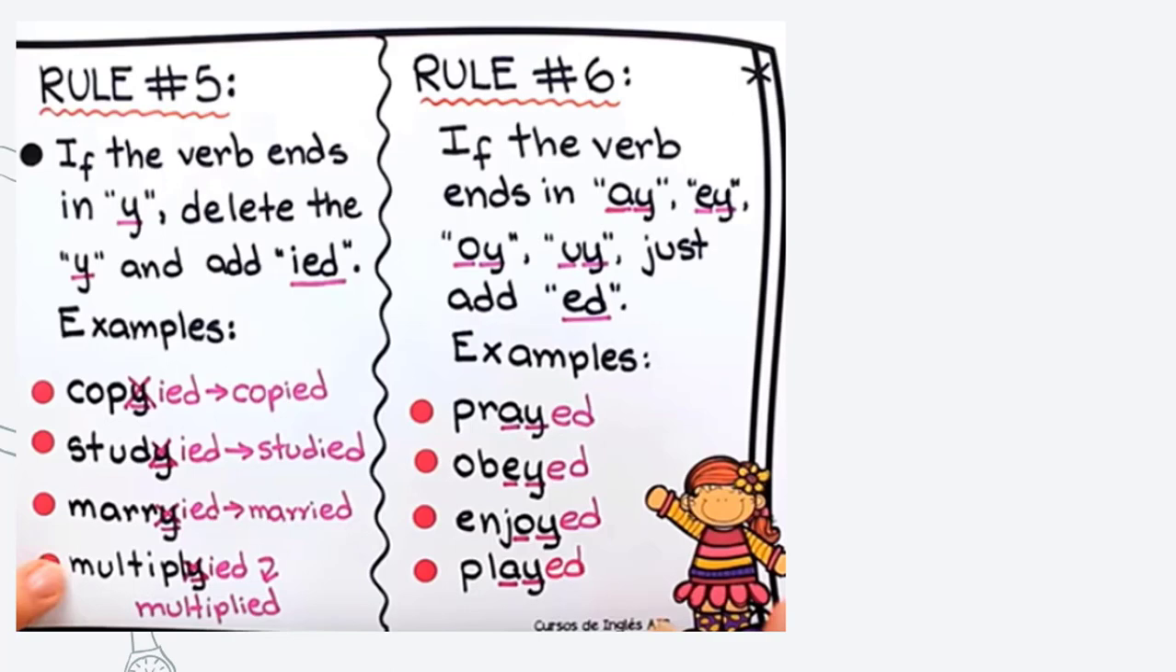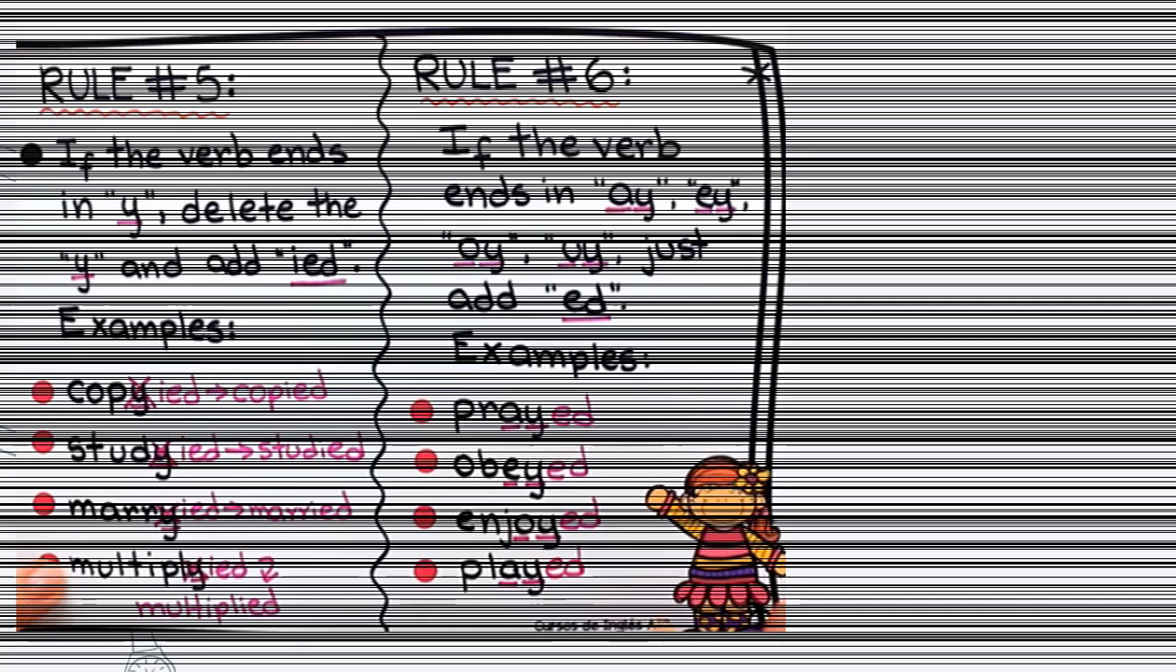Now, rule number 6. If the verb finishes in ay or ey or oy, uy, you just add ed. Si los verbos finalizan en ay, ey, oy, uy, simplemente agregamos ed. Por ejemplo, pray, prayed. Obey, obeyed. Enjoy, enjoyed. Play.